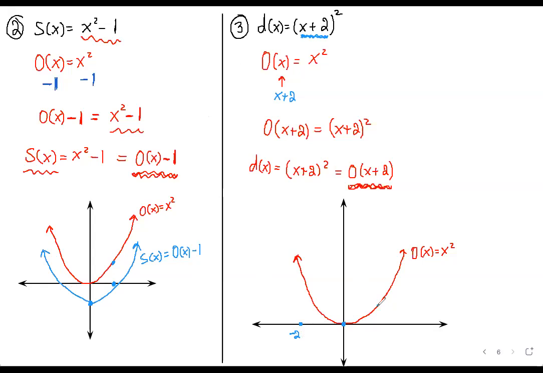So this point here is (1, 1), for example. This (1, 1) should be like (-1, 1), and all points will be shifted to the left. So the graph will be something like this. Okay, so this is O of x plus 2, and this is the same as d of x.